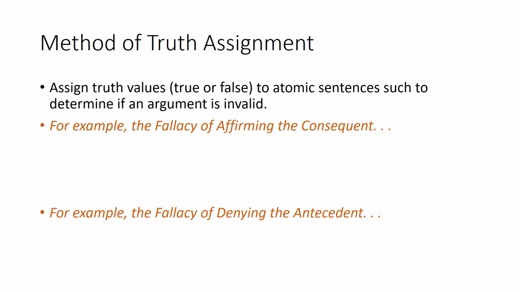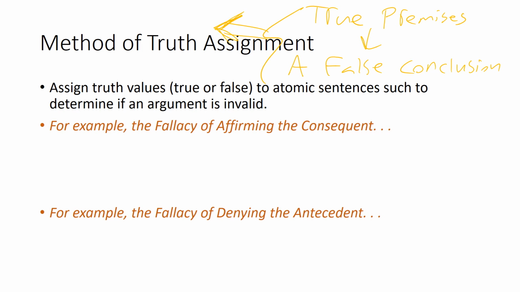Let's think more about the method of truth assignment. Recall, insofar as we start out with true premises, but we end up at a false conclusion, it necessarily follows that the argument is invalid. After all, if you have true premises, and from those true premises you get something bad from that, somewhere along the line the argument went bad. It's an invalid argument.